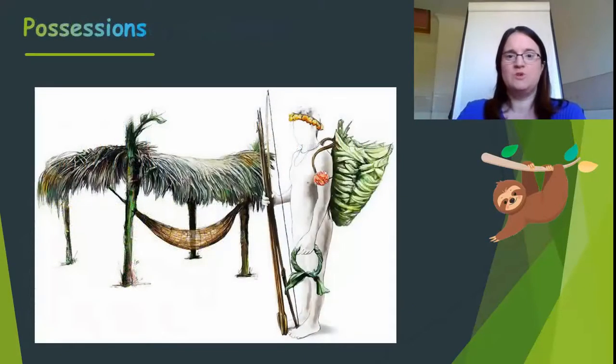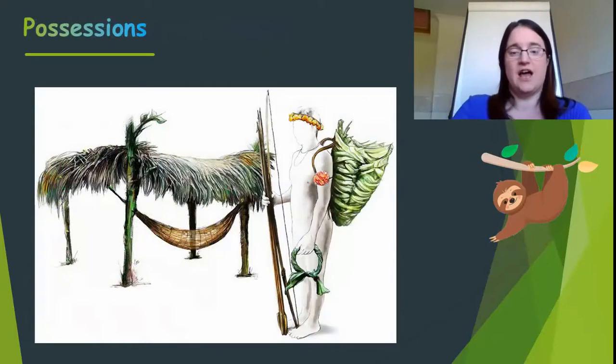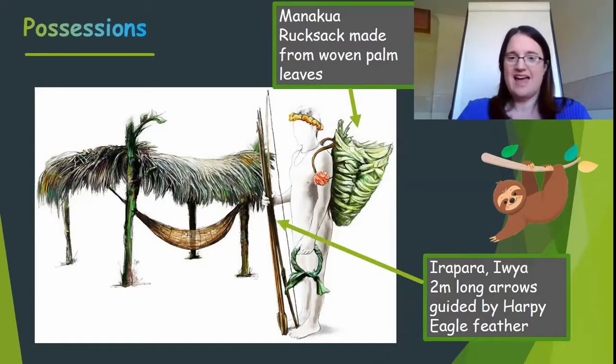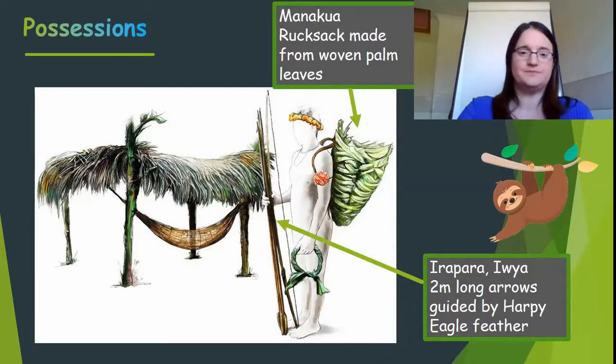So this is what you would own if you were a member of the owl tribe, and this would actually be constantly changing. So you would have a manakua, which is a rucksack made from woven palm leaves, so that when you go out hunting and gathering, you've got somewhere to put the fruits and things that you collect. No bags, okay? And every time this rucksack gets worn out, they would just make another one out of the palm leaves. Then they have their bow and arrow, 2-meter long arrows, and at the end of those arrows they have harpy eagle feathers to help them make sure that they travel in the right direction and keep them balanced.